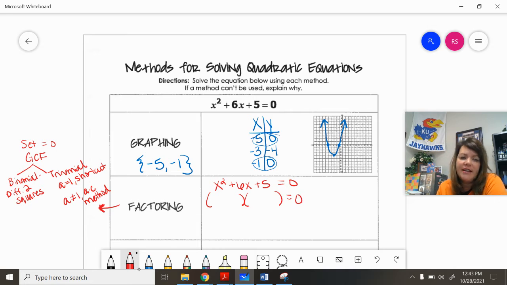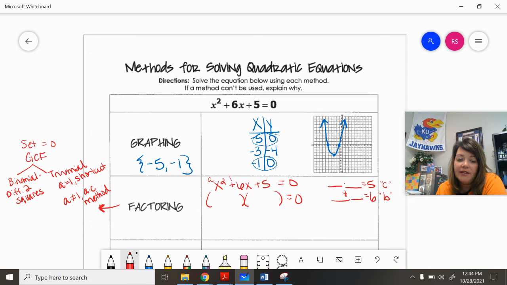First of all, I set it equal to 0. Check for GCF. This one does not have a GCF. So we move right to trinomial where a equals 1. So we need two numbers that multiply to 5 and add to equal 6. Okay? Multiply to C and add to B.